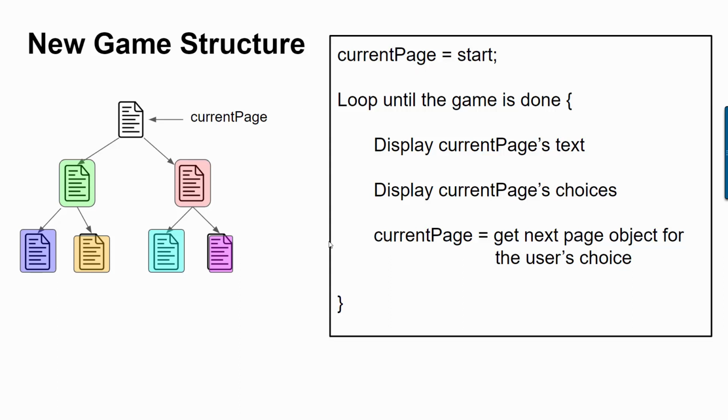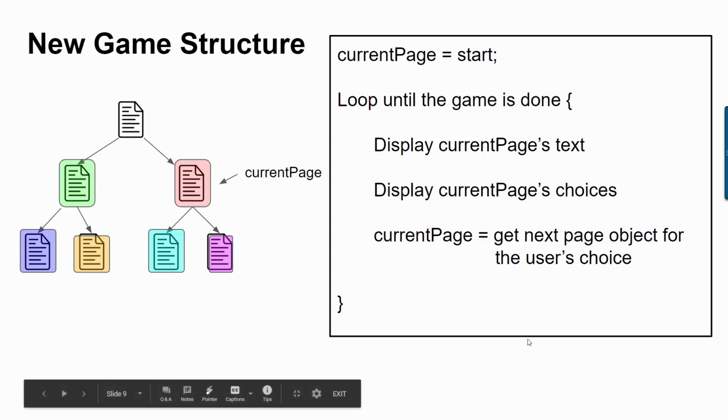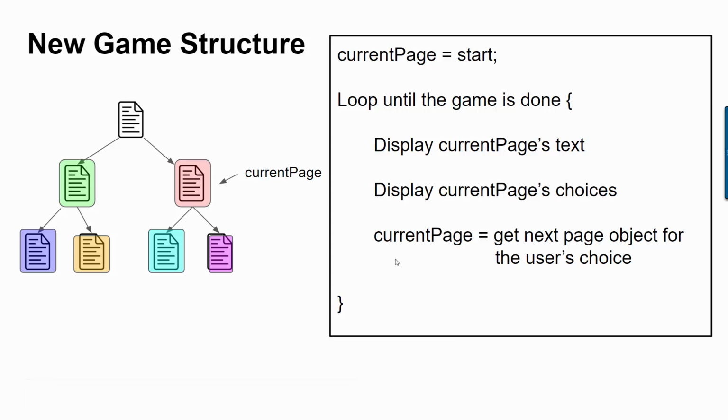So as we're looping, it will display you have a path to the left and the right. Do you want to go left or right? They'll type left. Then we'll ask the current page, what other page should we go to if they typed left? And the page will tell us, oh, if they typed left, that leads to this page, the green one. Oh, nope, let's pretend it leads to this page, the pink one. And so then we'll update current page to point at the new page.